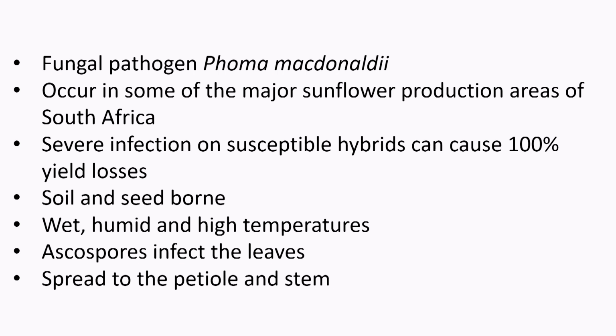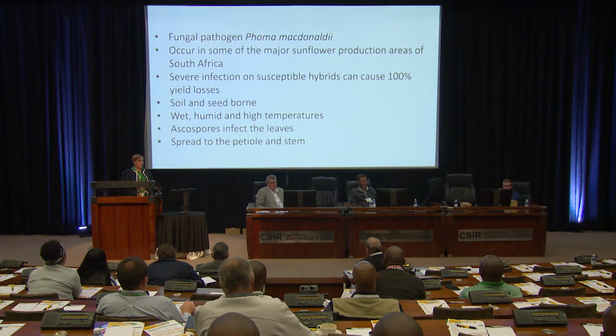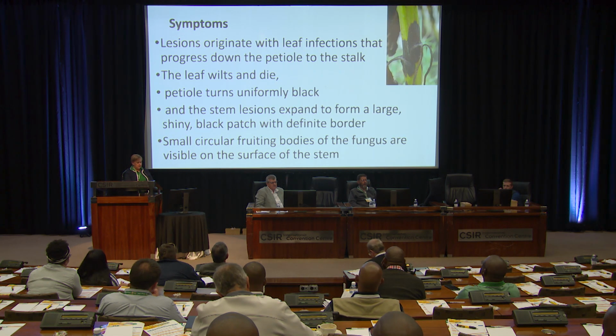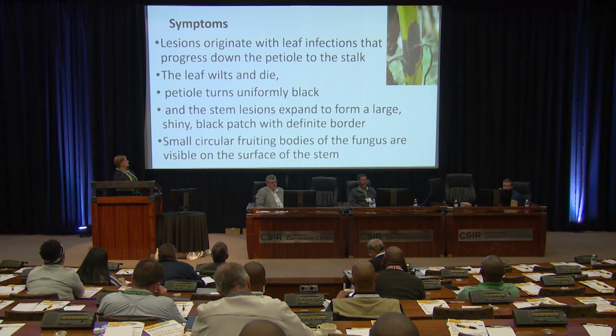So this disease is soil and seed-borne, and it is favored by wet, humid, and high temperatures. Ascospores infect the leaves, and then the infection spreads to the petiole and the stem. So you can see here the leaves get infected and they can die down, and then the infection spreads from there.